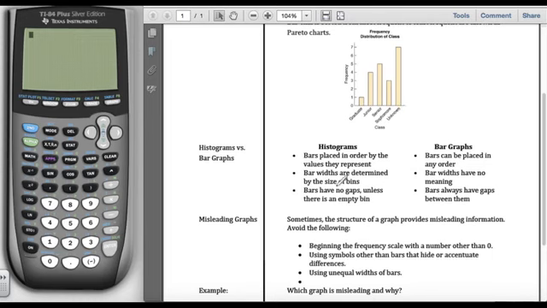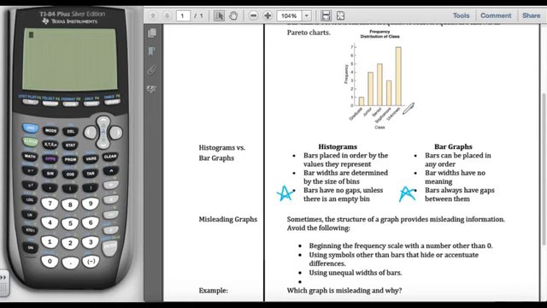In a histogram, the bar widths are determined by the size of the bins, the bin widths. Whereas in a bar graph, the bar widths have no meaning. They just need to be the same width, the same size from left to right. And finally, one we've already discussed in the histogram video, histogram bars have no gaps. They always touch unless there's an empty bin. There was no data in that particular bin. With a bar graph, the bars will always have gaps in between. That's a giveaway that you have a bar graph and not a histogram.